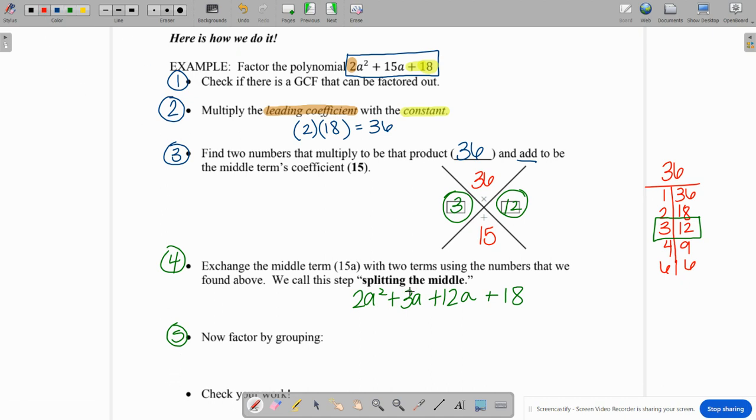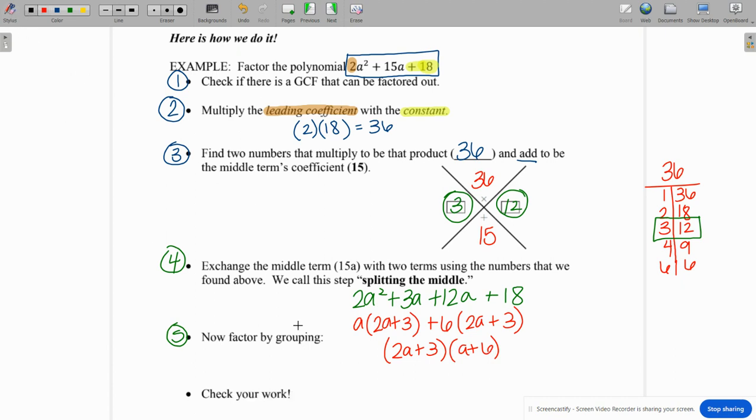So we do what we've been doing. Out of the group 2a squared plus 3a, the GCF is a, and we're left with 2a plus 3. 12a plus 18 has a GCF of 6, and that's going to be 2a plus 3 in the parentheses there. So that means it's going to be 2a plus 3 times a plus 6.